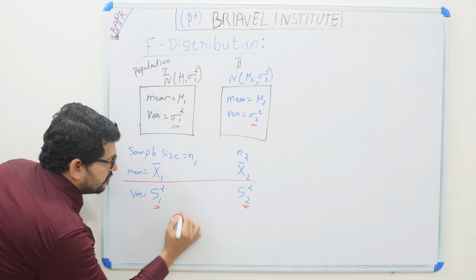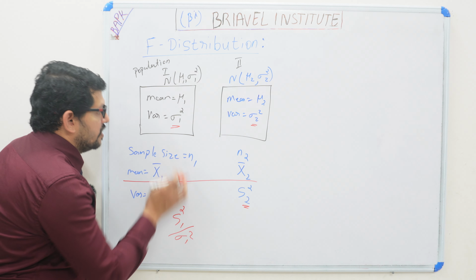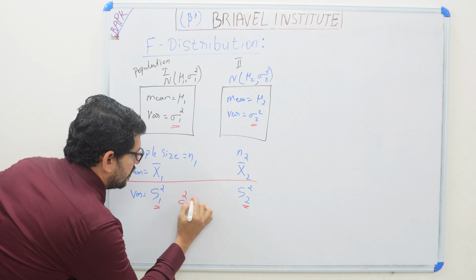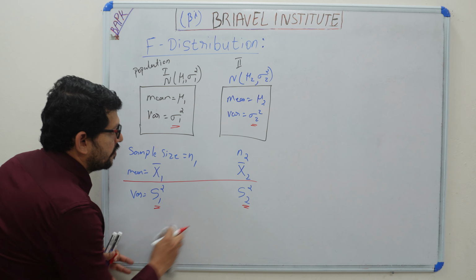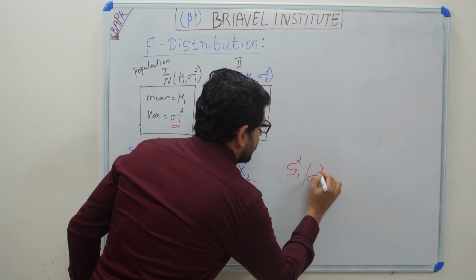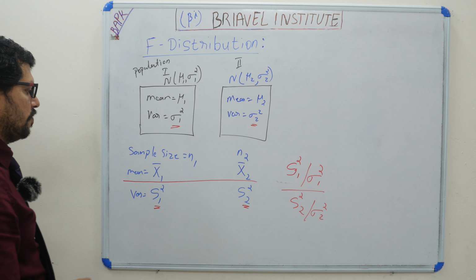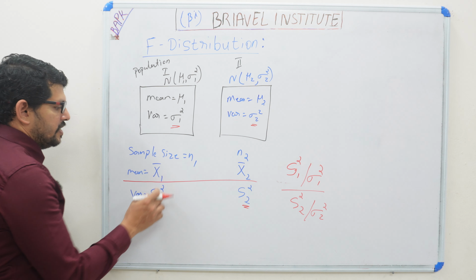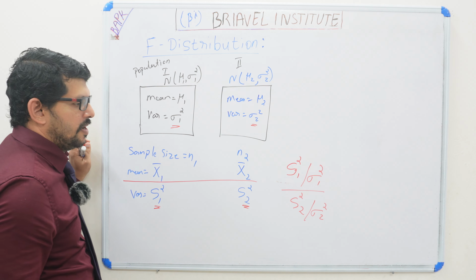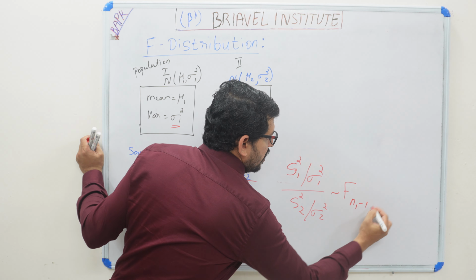S1 square divided by sigma 1 square is a ratio of the sample variance and the population variance sigma 1 square. So we write S1 square divided by sigma 1 square, whole divided by S2 square divided by sigma 2 square. This is approximately equal to the F distribution of n1 minus 1 and n2 minus 1.